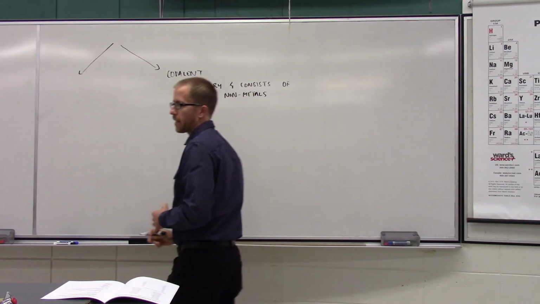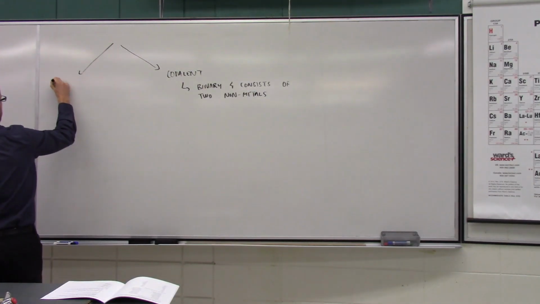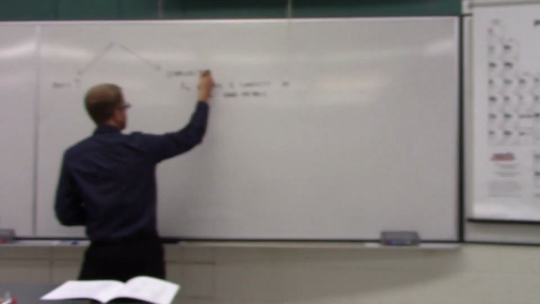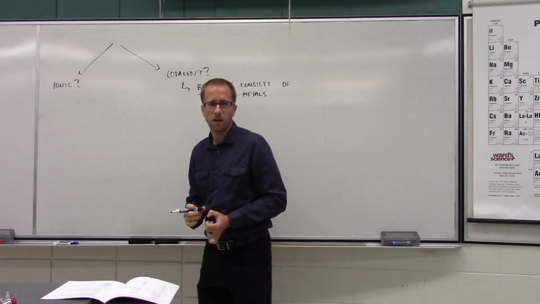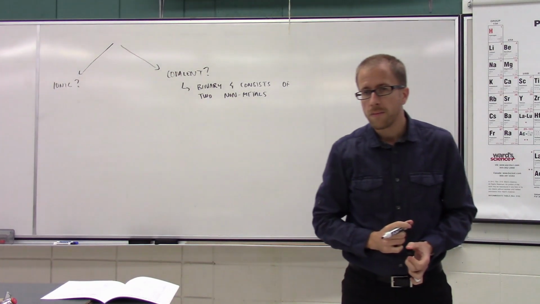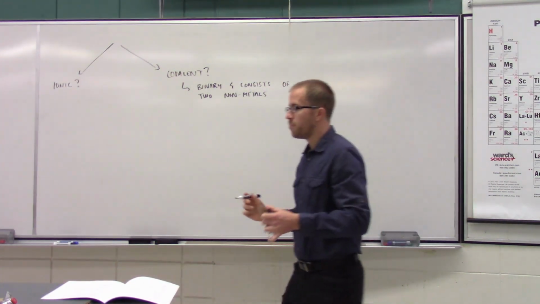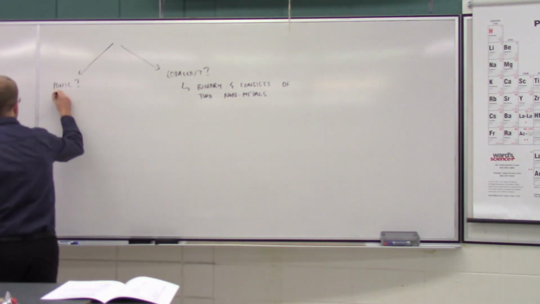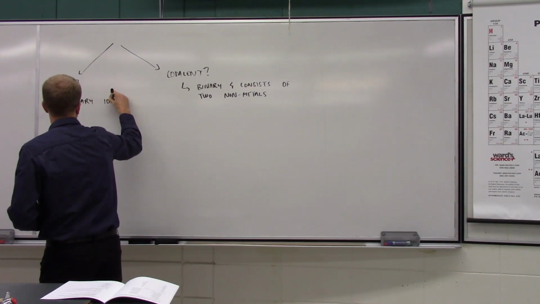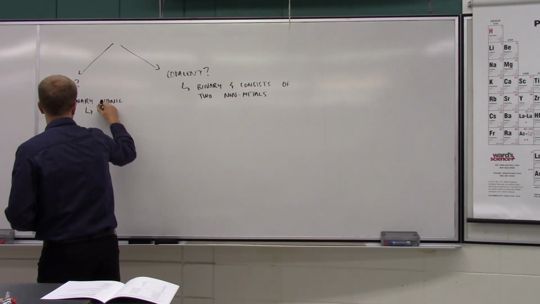Now, what about ionic? How can you tell if it's ionic? If it's a binary ionic compound, it should be a metal and a non-metal.